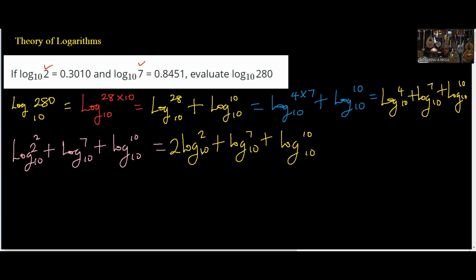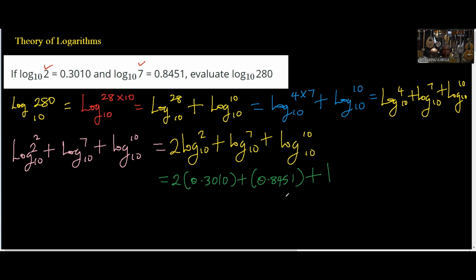Now we're going to apply the values we have been given. So that will be 2 times the value of log 2 base 10, which is given as 0.3010. Then plus, we have been given the value of log 7 base 10 to be 0.8451. Then log of the same base is 1, right? Yes, sir. So log 10 base 10 is going to be 1.